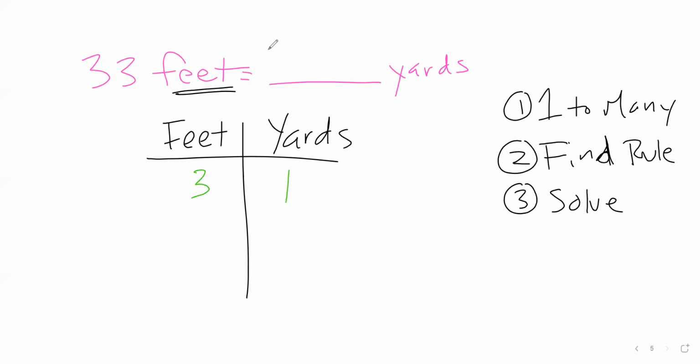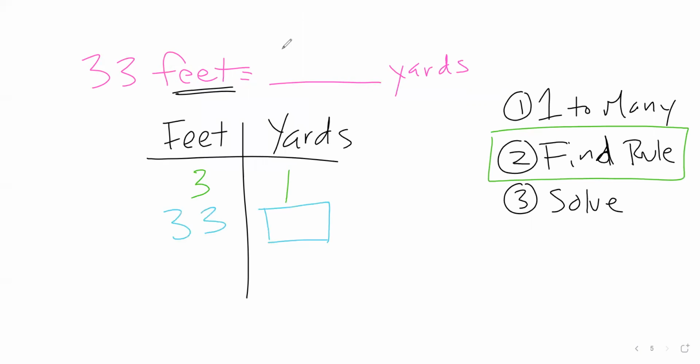So now if we're going to find our rule, let's plug in the information we know. We know feet, we have 33. What we need to figure out is yards. We don't know that. That's the question mark. So this time, what's going to help me is I'm starting with feet. If we think about solving it, I'm starting with feet and I'm going to yards.